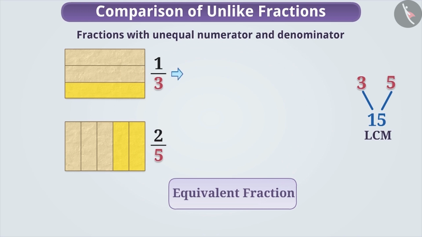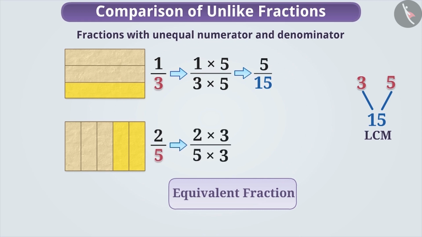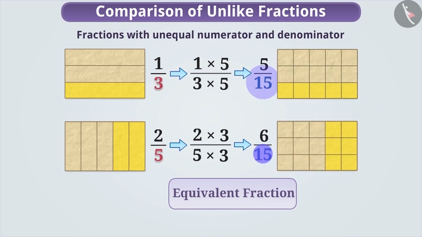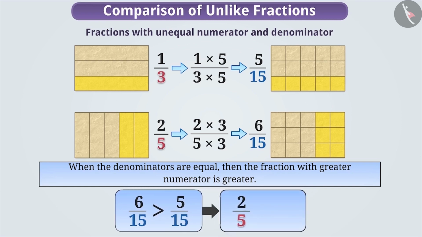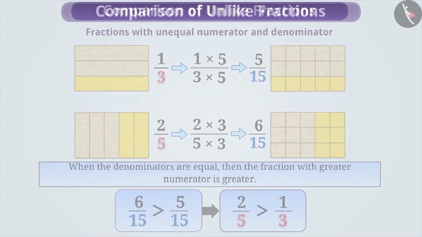We will multiply the numerator and denominator of 1 by 3 by 5 to get the fraction 5 by 15. Similarly, the fraction 2 by 5 is multiplied by 3 to get 6 by 15. Here, the denominators are equal. When the denominators are equal, then the fraction with greater numerator is greater. Since the numerator 6 of 6 by 15 is greater than the numerator of 5 by 15, therefore the fraction 6 by 15 is greater than 5 by 15. Thus, the fraction 2 by 5 is greater than 1 by 3.